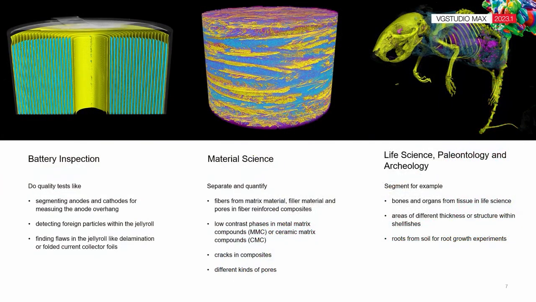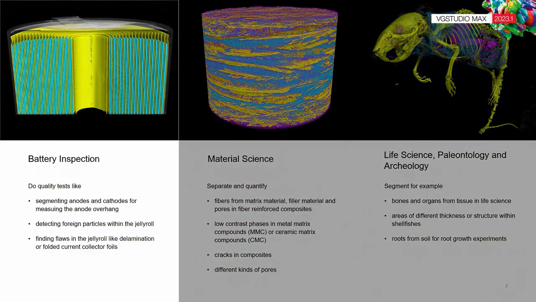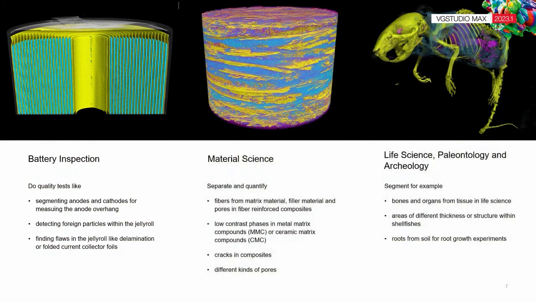The Paint and Segment tool has a wide range of applications including material science, life science, paleontology, and archaeology. For example, in battery inspection, it is a useful tool for segmenting anodes and cathodes to measure anode overhang. It can also be used to detect foreign particles in the jelly roll or to find flaws such as delamination or folded current collector foils.